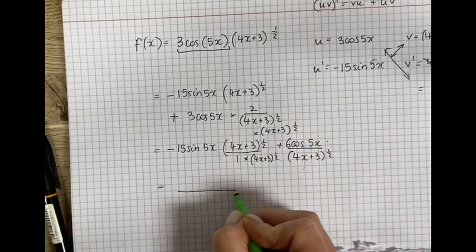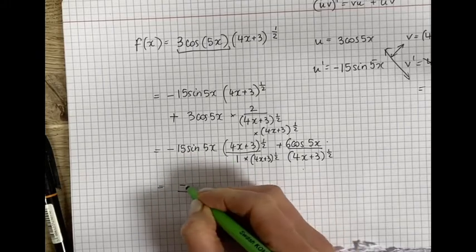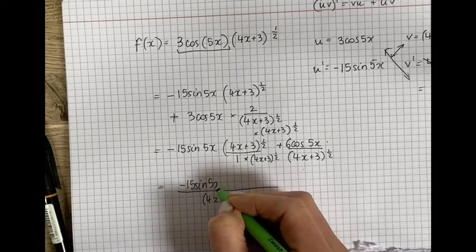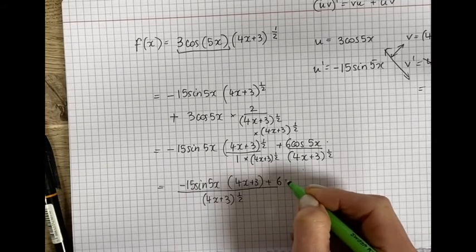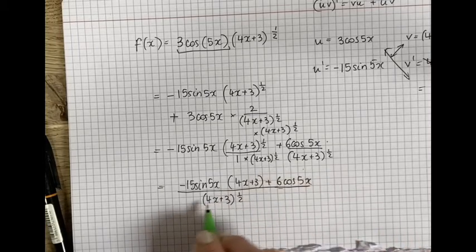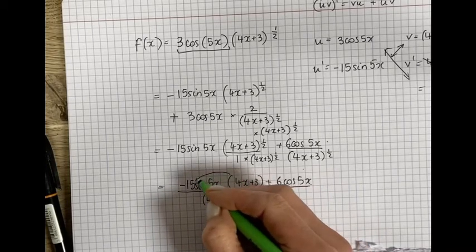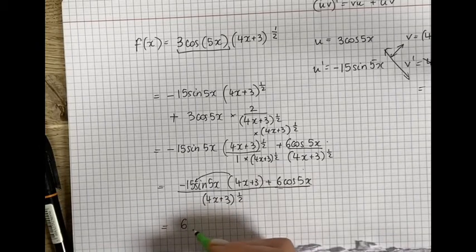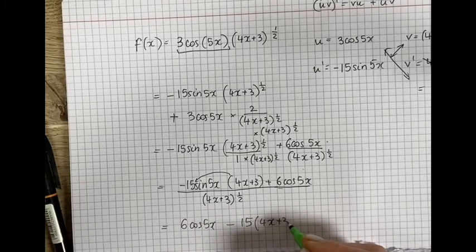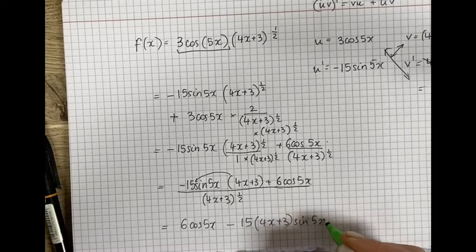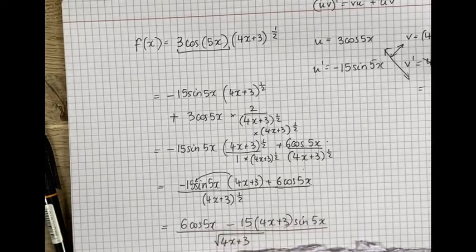Okay, so I've got one big denominator of (4x + 3) square rooted, or to the power of a half. And here we'll have minus 15 sin 5x (4x + 3), and then plus 6 cos 5x. There you go. The only thing you could do here, I'm not liking that bracket at the end of sine. It looks better if it's put in here, and maybe put the positive term first. So 6 cos 5x minus 15 (4x + 3) sin 5x over, let's put it as a square root, 4x + 3. I think that's all we could do.